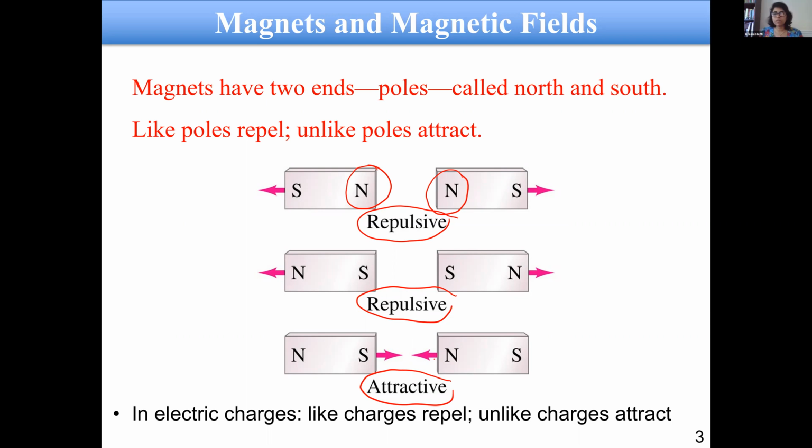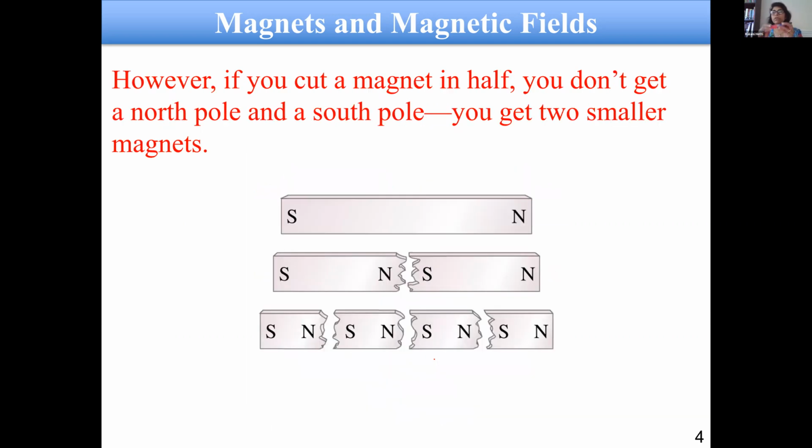Those are poles. Now what you can do is try to cut this magnet into pieces, but you can never separate the north and south. The color you can separate, but with a magnet, you are not able to separate the north and south. Whichever piece you have should have both a north and south pole on that piece.